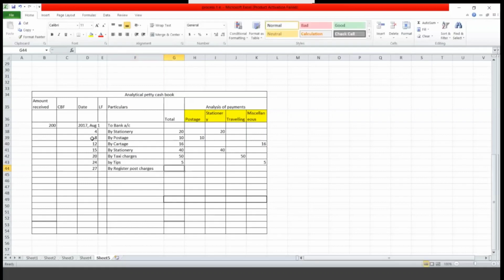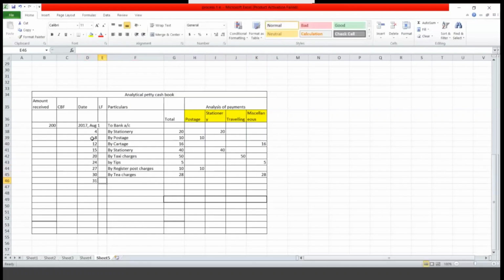It will be coming under postage. How much? 10 rupees. First enter in the total column and after that individual expense. Next, on 30th, tea charges. So write down tea charges. This is also called refreshment, but as of now we didn't create any refreshment column, so I'm not taking it. I'm writing directly in the miscellaneous because we don't have any refreshment column here.